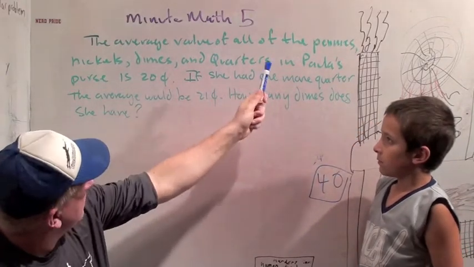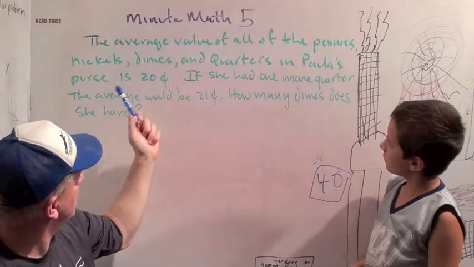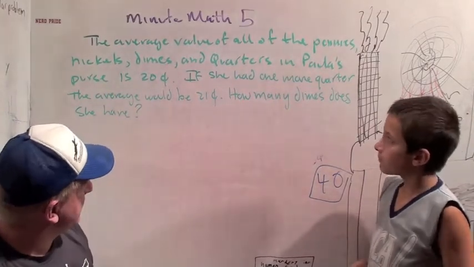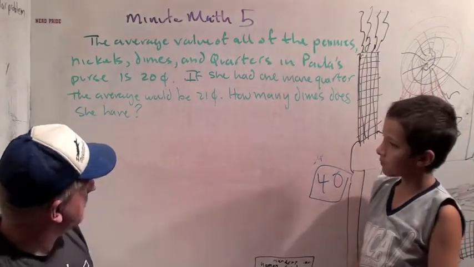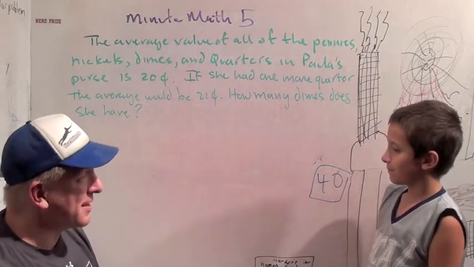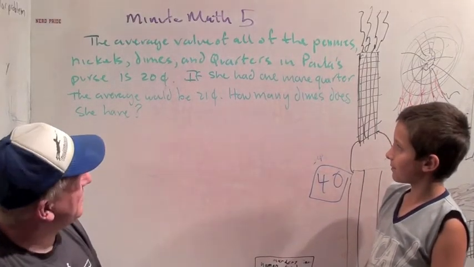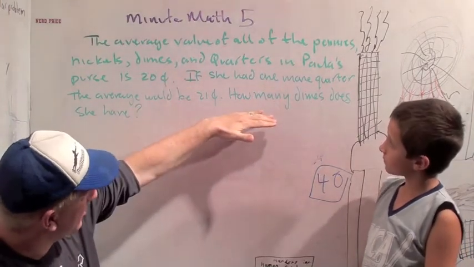The average value of all the pennies, nickels, dimes, and quarters in Paula's purse is 20 cents. If she had one more quarter, the average would be 21 cents. How many dimes does she have? It's a very unexpected question, isn't it? Well, let's work through the beginning and then see if we can answer the question.